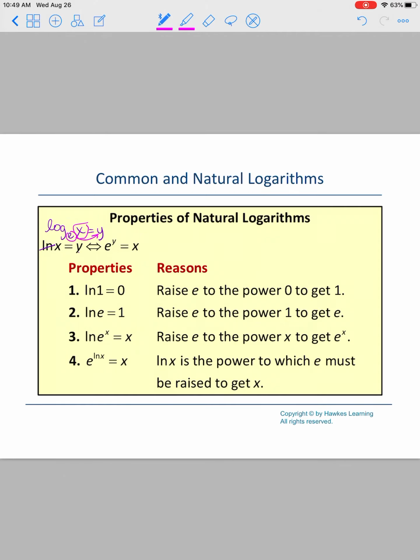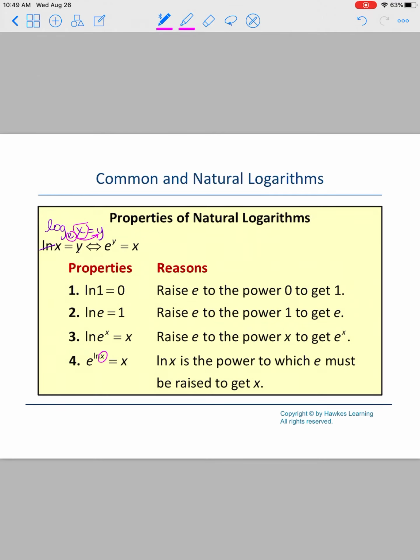The next property, ln of e equals 1. Okay, so whenever you're taking the natural log of just e, it always equals 1. E to the first power, okay? The third property, the natural log of e to the x equals the exponent. And we're going to look at these in some examples in a minute. And then the fourth property, if I switch and I have e raised to the ln of x, then that equals the x. That's right there in the problem.